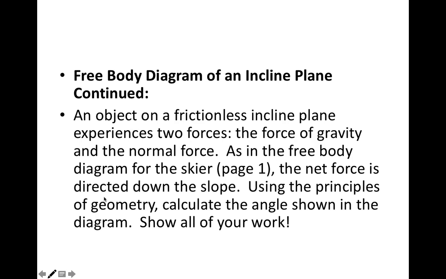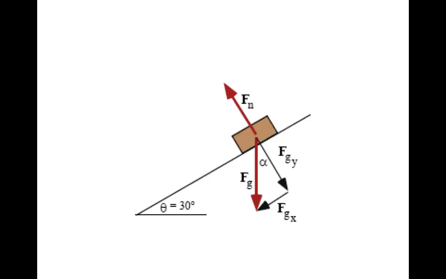So an object on a frictionless inclined plane experiences two forces, the force of gravity and the normal force. As in the free body diagram for the skier, the net force is directed down the slope. Using the principles of geometry, calculate the angle shown in the diagram. Show all of your work.